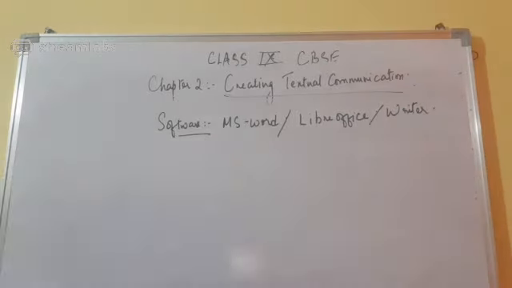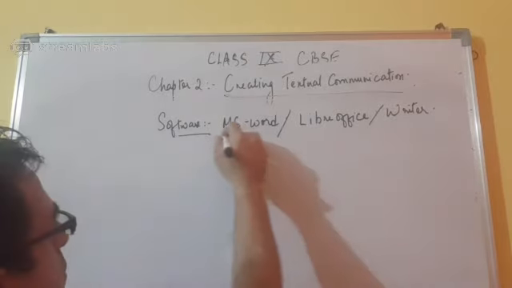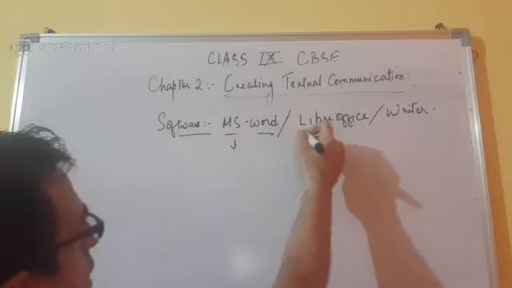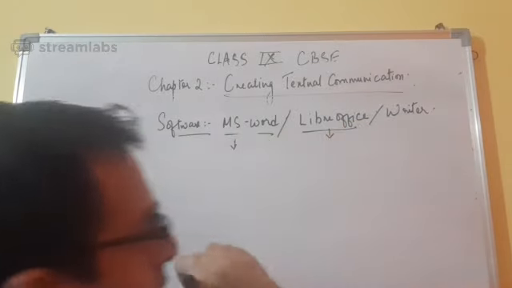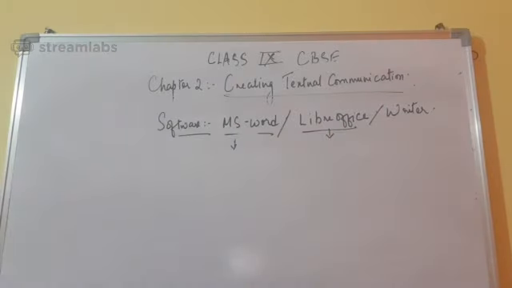So this is another kind of MS Word, but according to the operating systems on which this particular software will be working. MS Word will be working under Windows, and LibreOffice can work under Windows also, or any kind of operating system like Ubuntu or Linux, which is a variation of Linux. Writer is there.